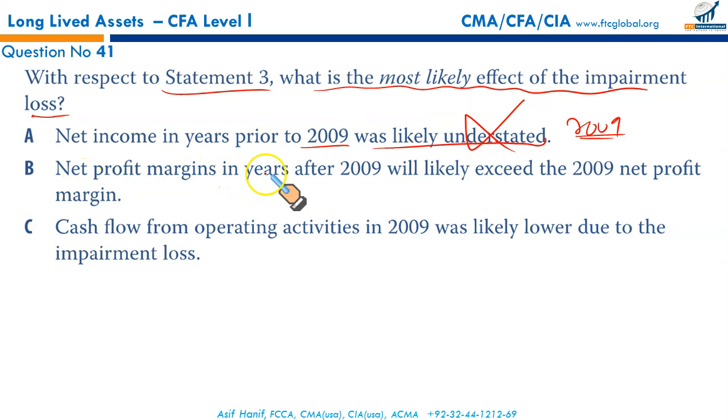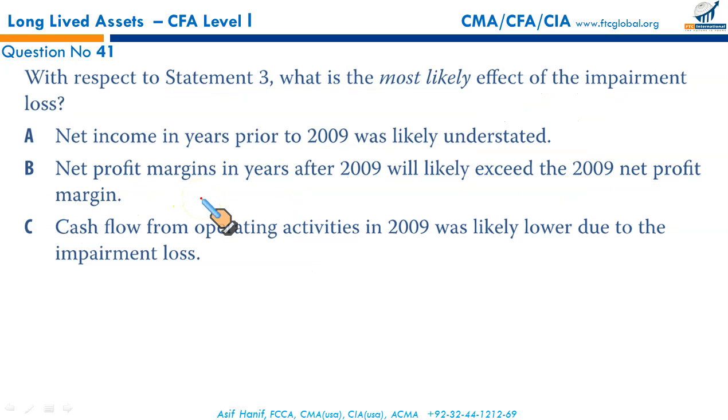Net profit margins in the years after 2009 will likely exceed the 2009 net profit margin. That makes sense. Since you have expensed such a large amount, you have charged the impairment loss. In the future, there will be no such losses because there will be no depreciation in later years. The cost has been expensed in 2009. So it's a correct statement. Future profitability will be higher. This is a correct statement.